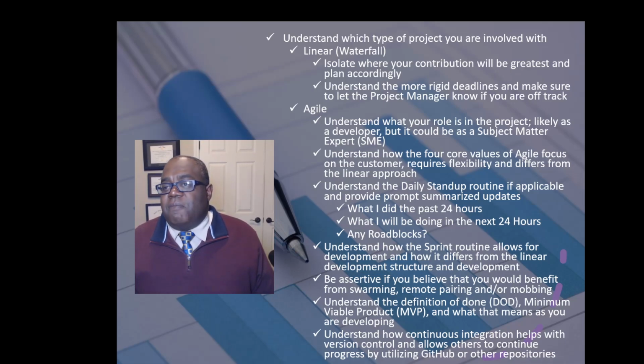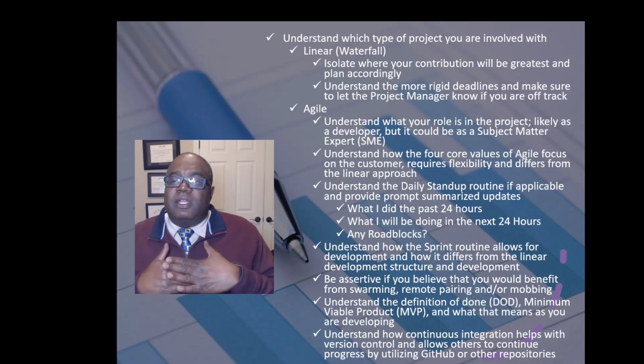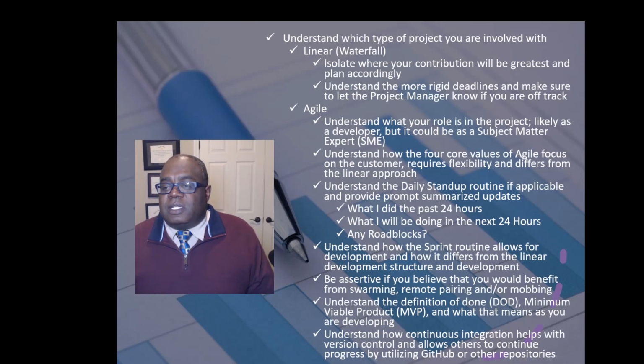So with our last slide, we'll be slightly over. We have 7.5 minutes. Understand, here are the developer takeaways. Understand which type of product you were involved with, either a linear waterfall or an Agile. Understand what your role is. Likely a developer could be a subject matter expert. Understand the daily stand-up routine. We mentioned that: what I did the past 24 hours, next 24 hours, roadblocks. Understand how the sprint routine allows for development and differs from linear. We talked about that. You're going to have these 2-week sprints bringing more and more value until the end. We mentioned MVP and continuous integration.